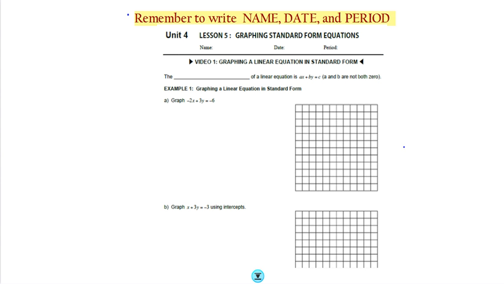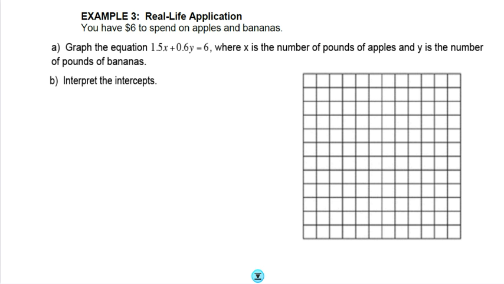Now, one thing I want you to notice is, looking at the paper, on the first page it starts with the notes and example 1. If you flip to the other side, at the top it says example 3. So the notes jump from example 1 to example 3. I am sorry, that's my mistake. I forgot example 2. So we're just going to skip example number 2 and go from example 1 to example 3. Don't be confused.